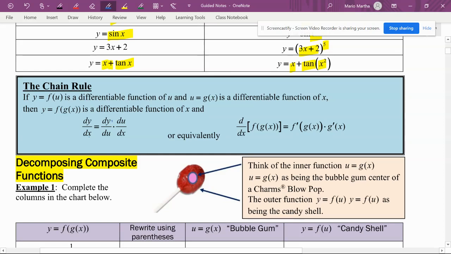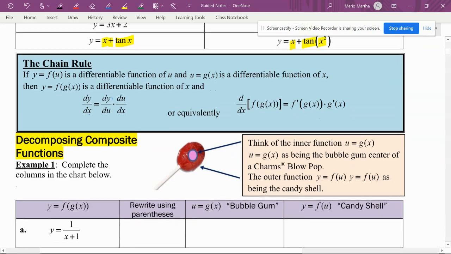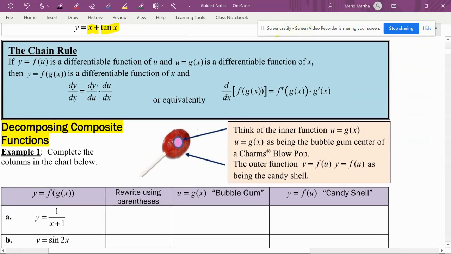So here, if you notice, the rule is pretty simple. It's the derivative of the outside function, with the inside intact, times the derivative of the inside, which is this part. So again, let me say it one more time. The derivative of the outside function, which is f, that's where you get the f prime, with the inside intact. You don't do anything to it, times the derivative of the inside function, which is g of x.